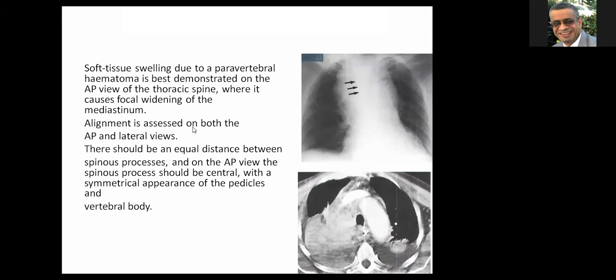Alignment is assessed on both the anteroposterior and lateral views. There should be equal distance between spinous processes. On the anteroposterior view, the spinous processes should be central, with symmetrical appearance of the pedicles and vertebral bodies.